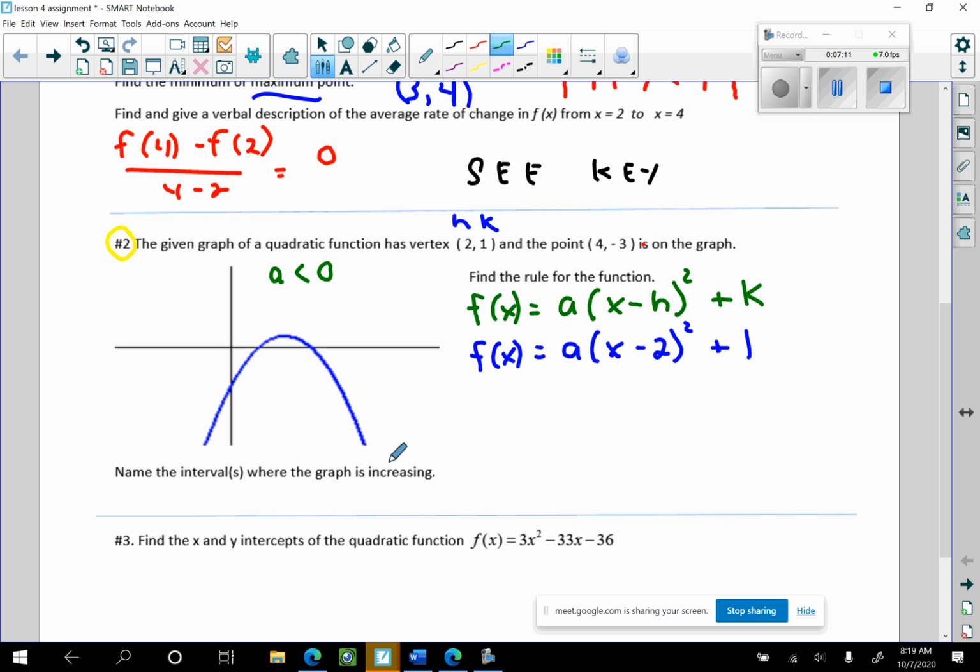Here's what I'm going to do. Now I'm going to use the second condition. I'm going to put -3 in for the output and 4 for the input, and I'm going to solve that for A. Well, 4 minus 2 is 2. 2 squared is 4. I'm going to subtract the 1 here, and I get -4 equals 4A, and that tells me that -1 is equal to A.